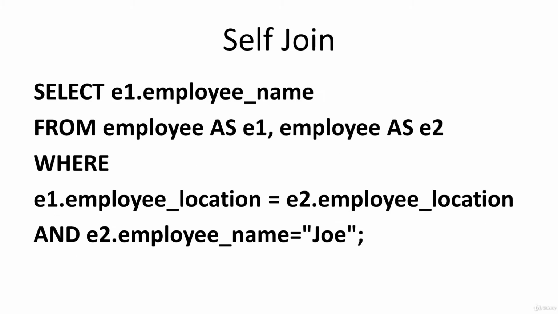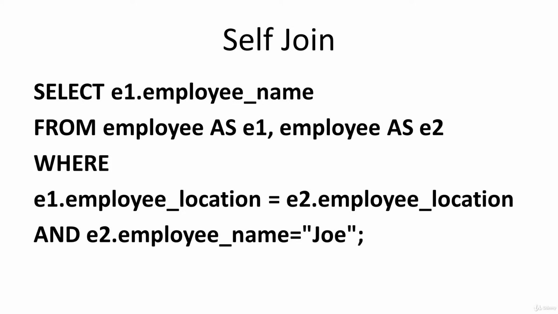For that particular example, it would look something like this. I would say SELECT E1.employee_name FROM employee AS E1, employee AS E2 WHERE E1.employee_location = E2.employee_location AND E2.employee_name = 'Joe'. Notice the actual syntax of this SQL query doesn't specifically use the term JOIN. And that's because it's a self-join.